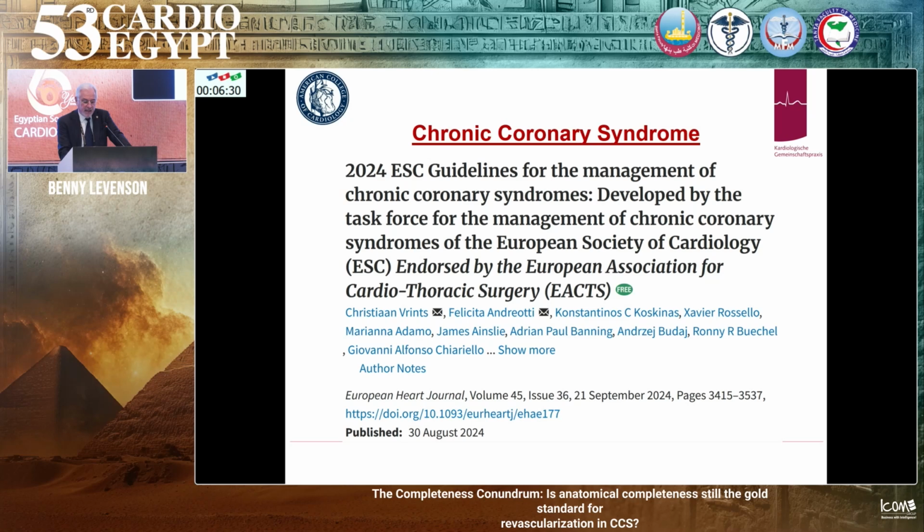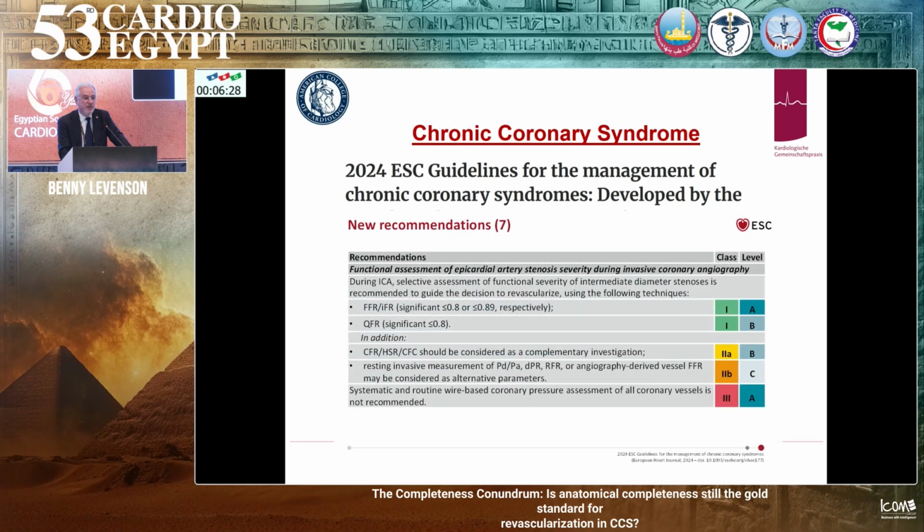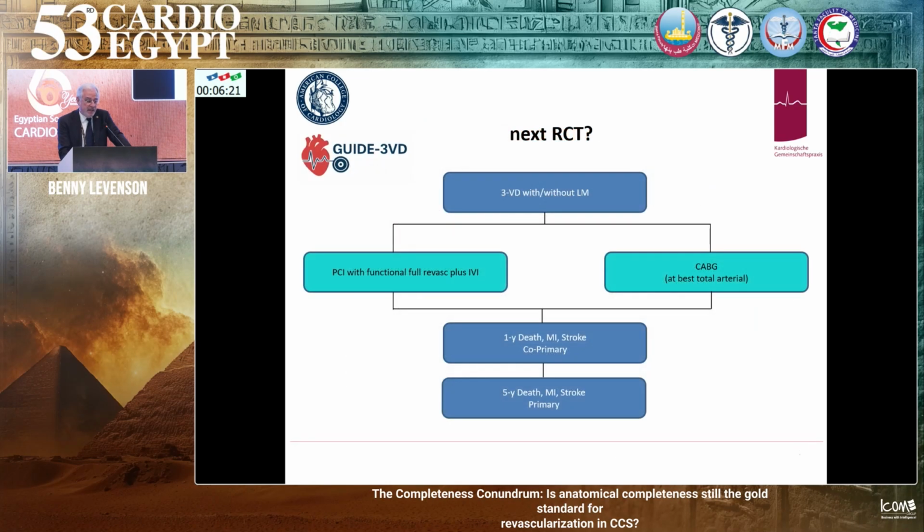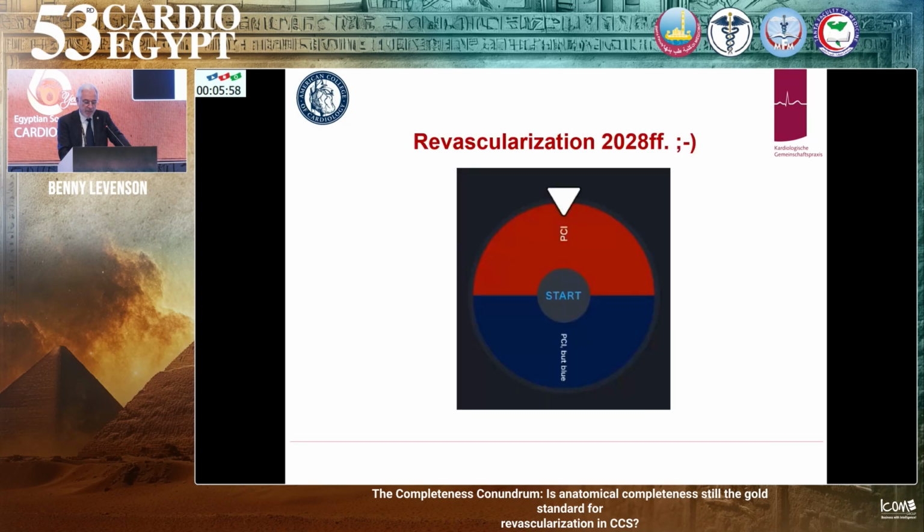The 2024 ESC guidelines on chronic coronary syndromes are now focusing on intravascular imaging. And I think this is the key to success for the future. The next RCT is going to be in 3-vessel disease with and without left main: PCI with functional full revascularization plus IVI compared to CABG. 1-year death, MI, stroke is the co-primary endpoint, and 5-year death, MI, stroke is the primary endpoint. And I'll be interested to see what's happening then.